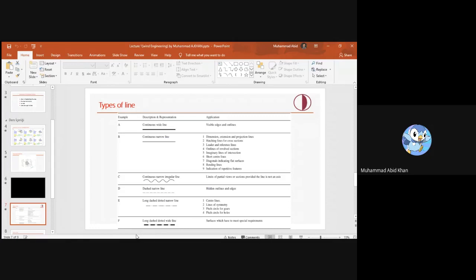You can see it, long dashed dotted wide line. Long dashed dotted wide line. Where we are using this one: surface which has to meet special requirement.